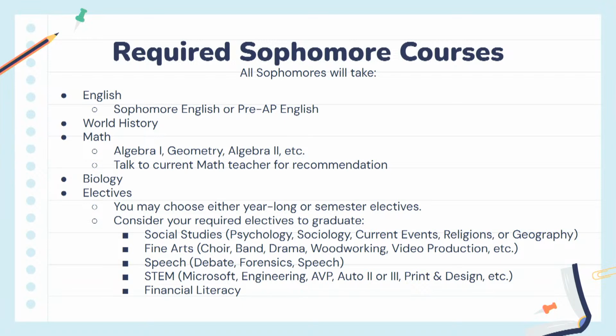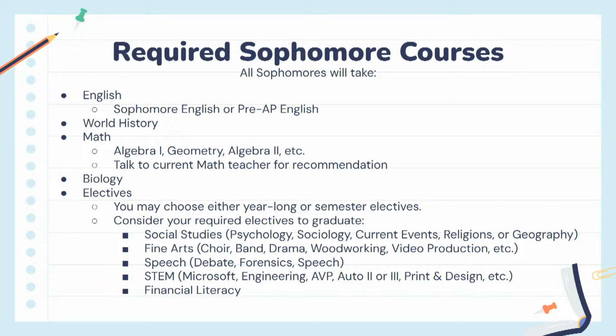You have a fine arts credit that you need. That's one full year, or two semesters, of some type of fine art. Some of you are not the artsy types and you're like, man, I really don't want to get this fine art credit, but you can get it through things like woodworking, video production, other things as well. If you're in band, you already have it. If you've been in a drama class, you already have it, and so on.